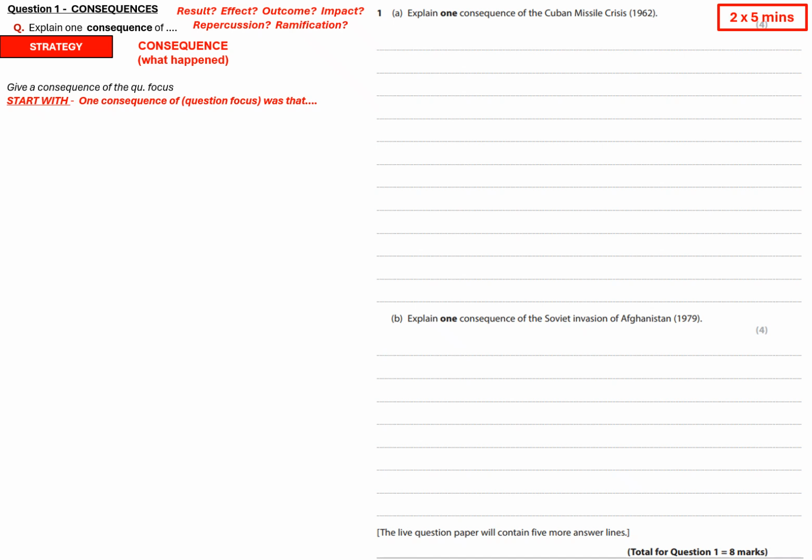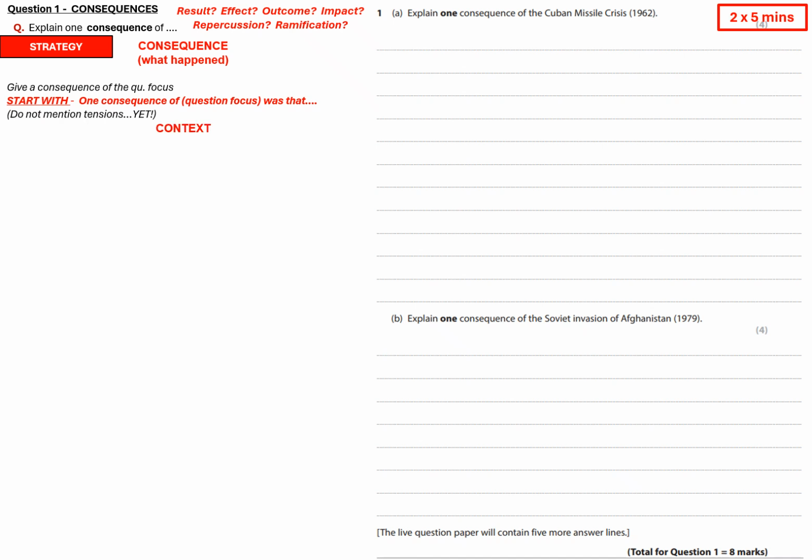So you start with this. One consequence of the question focus, so for this one it would be the Cuban Missile Crisis, was that, and name the consequence. Okay, so you start it with one consequence of, because now there's no way you're going to write about the event, because you've started it by saying one consequence of whatever your question is about. Was that, and just remember here, do not mention tensions yet. Keep that in your back pocket for your final sentence, for the conclusion of this question. When I say conclusion, I mean your final sentence, wrapping it up.